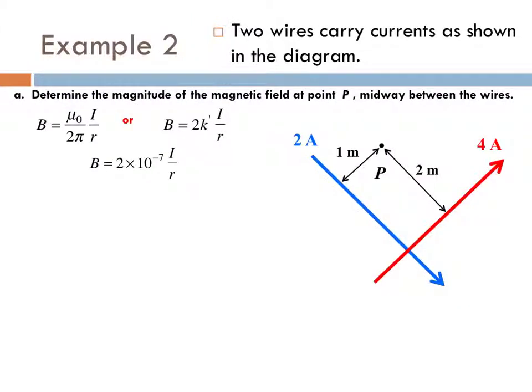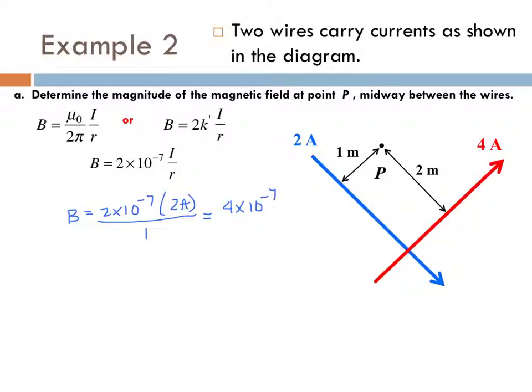Here we actually have 2 wires. Now remember that magnetic field is a vector, so we simply need to find the magnetic field of one, find the magnetic field of the other, and if they're in the same direction, add, and if they're in opposite direction, subtract. So, to find the one in blue, we're going to say B is equal to 2 times 10 to the negative 7. Our current for our blue wire is 2 amps. The distance away from that wire is 1 meter. So this is simply 4 times 10 to the negative 7.